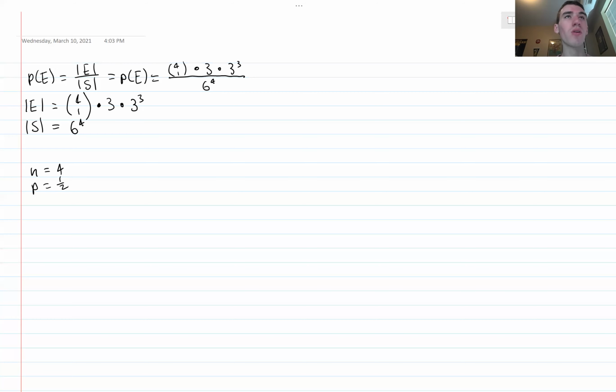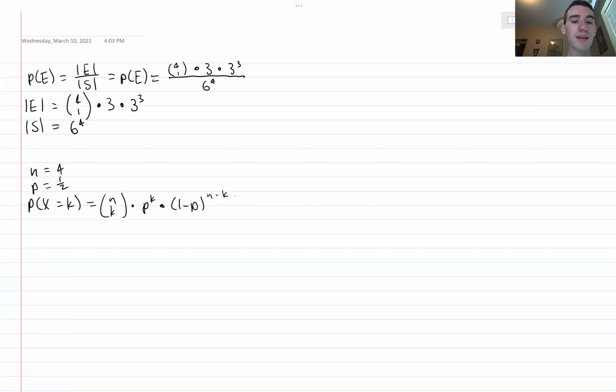And we're looking for, well, what is the probability that we have exactly 1 success or exactly 1 odd number? And we know if it's a binomial distribution, then the probability of getting k successes is n choose k times p to the k times 1 minus p to the n minus k.